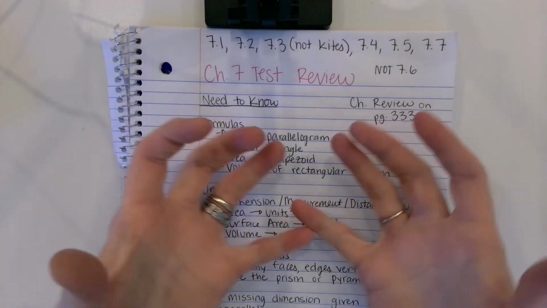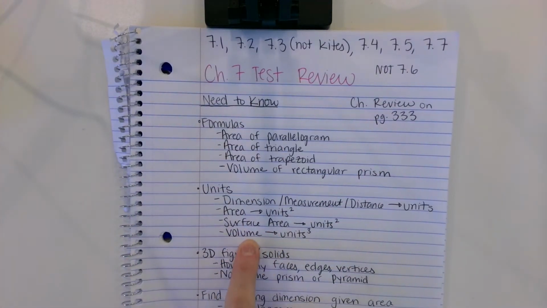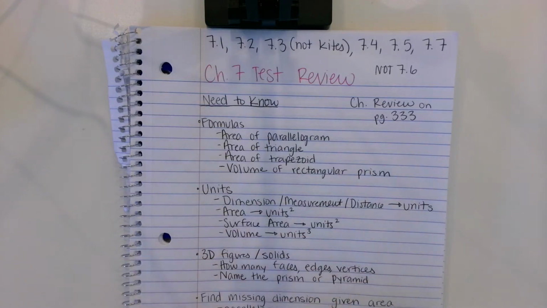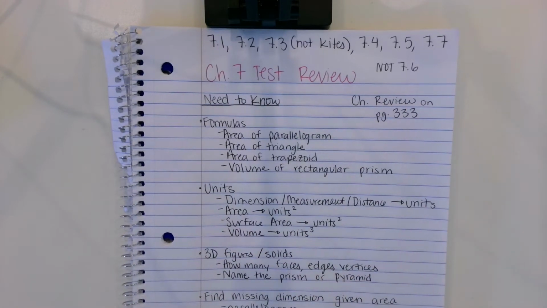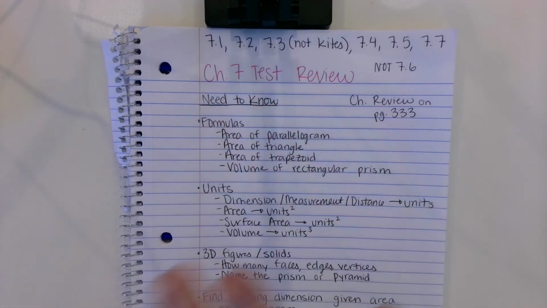Anything around the outside of a three-dimensional figure is surface area. Volume is the space inside. So if I were to fill a box with something, how much volume inside can that hold? Anything on the inside, filling something up, is volume. Surface area is talking about the space outside.